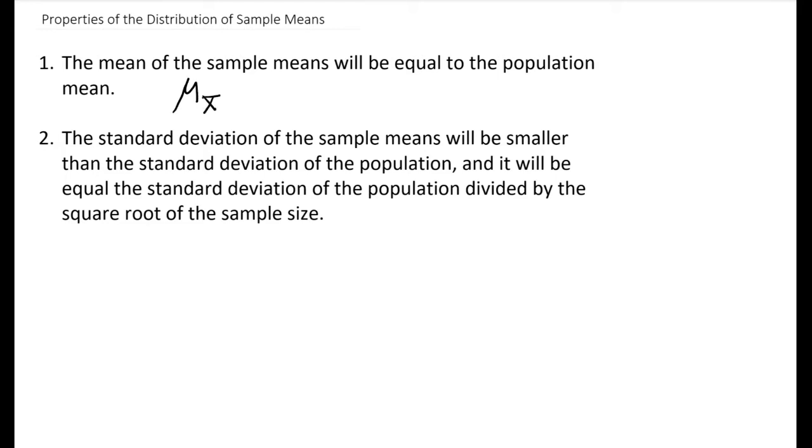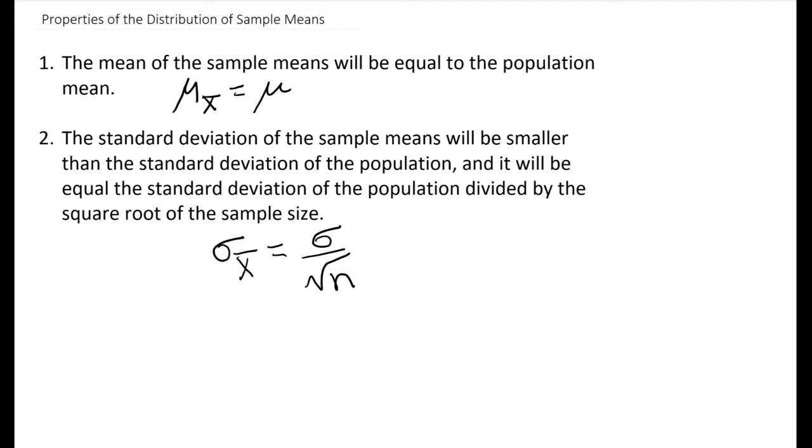The symbol for the mean of the sample means is mu x bar. Mu stands for mean, and x bar stands for the sample mean. So this is the mean of the sample means, and this is going to be equal to the original population mean, the mean of the individual data. The symbol for the standard deviation of the sample means is lowercase sigma x bar. That's going to be smaller than the original standard deviation because it's the original standard deviation divided by the square root of n. Therefore it's smaller because you're dividing by a number on the bottom.